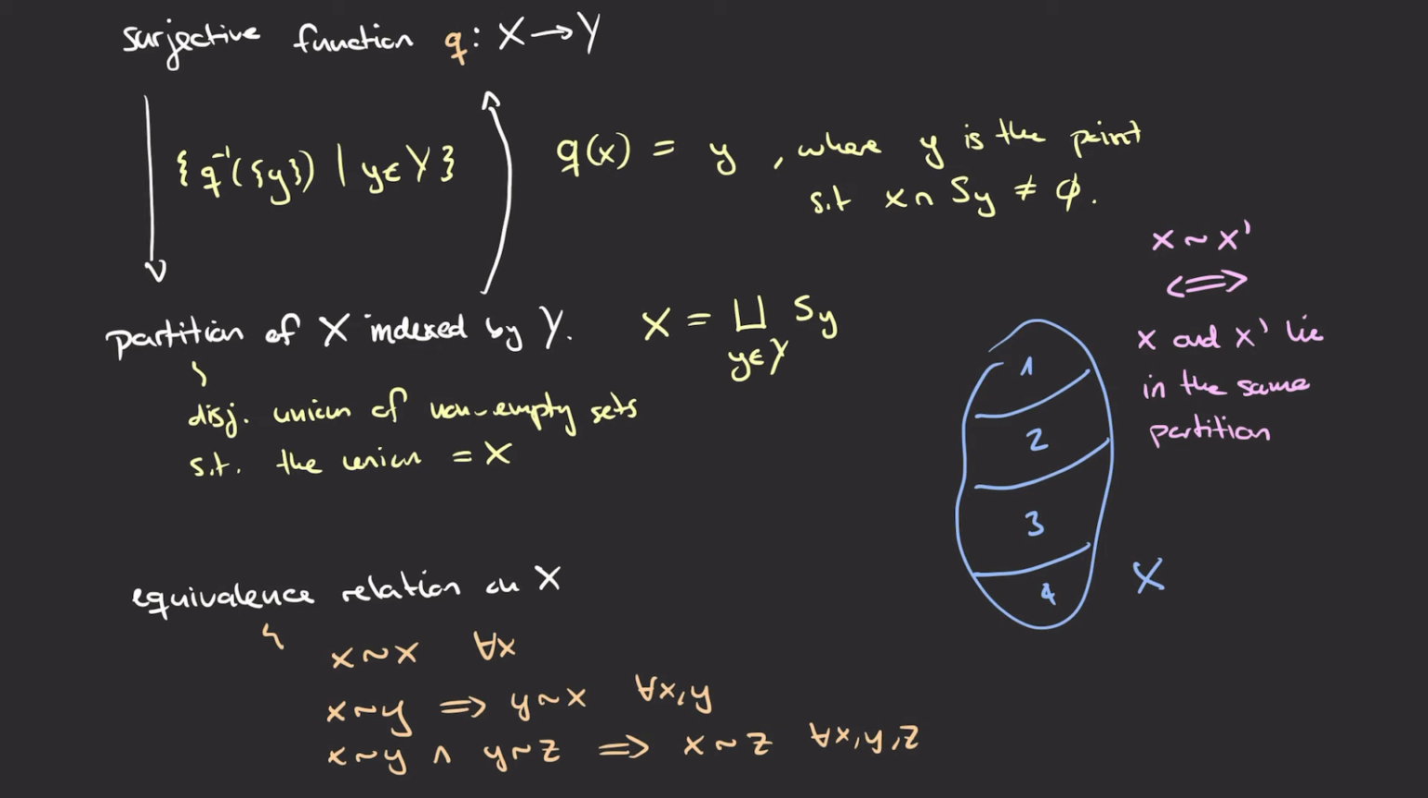Finally, the transitive property also follows directly from the definition. So suppose that x and y lie in the same partite set. And we also suppose that y and z lie in the same partite set, so z would also have to be here. Well, then obviously x and z also lie in the same partite set, so x is related to z. Great, so we've shown that if we start with a partition of x, we can construct an equivalence relation on x. And moreover, if this original partition was indexed by some set y, then the equivalence classes that we get based on this equivalence relation will also be indexed by y.